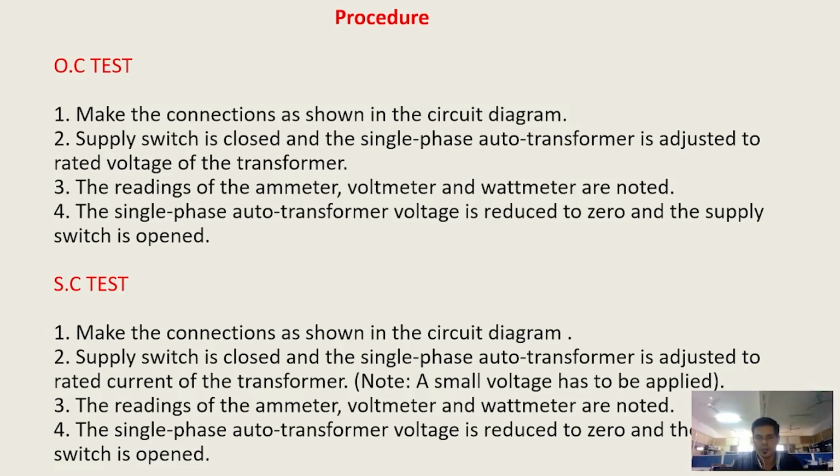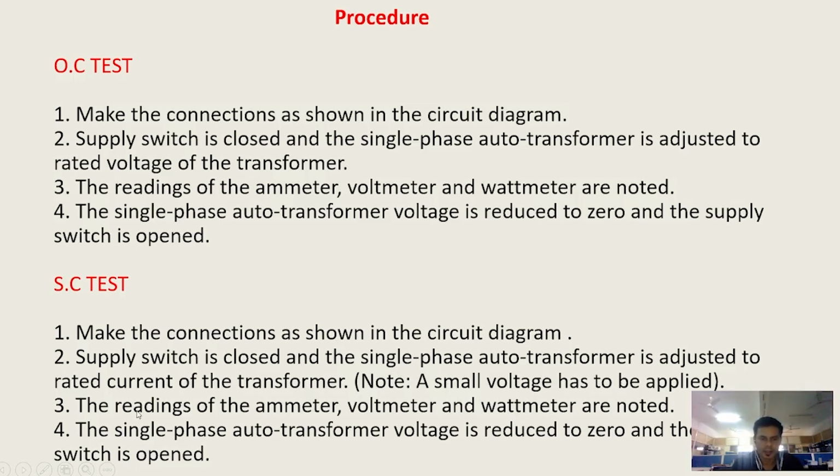So this is the procedure for the short circuit test. We have to make the connections as per the given circuit diagram. Then the supply switch should be closed where the auto transformer is. Adjust the voltage to the rated current of the transformer, that is, we have to calculate I rated. I rated is given by the kVA rating divided by the voltage rating. That is, if it is a 2 kVA transformer, then you take 2 kVA divided by 230 volts, which comes to around 8.6 ampere. That much current should be provided to the transformer during the short circuit conditions.